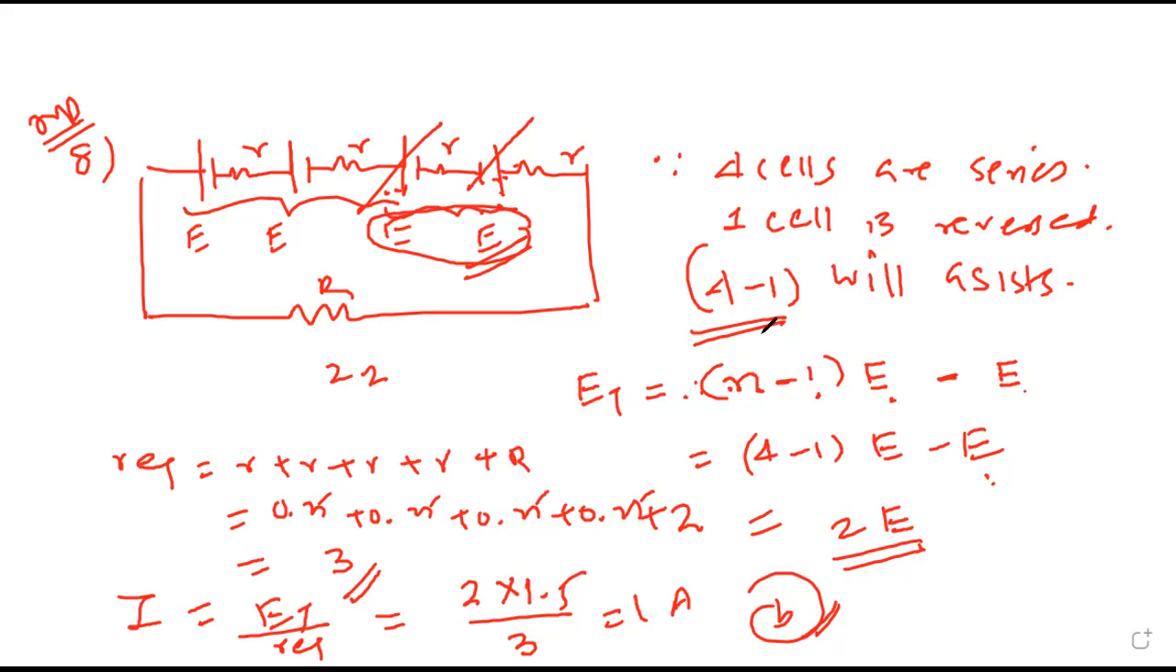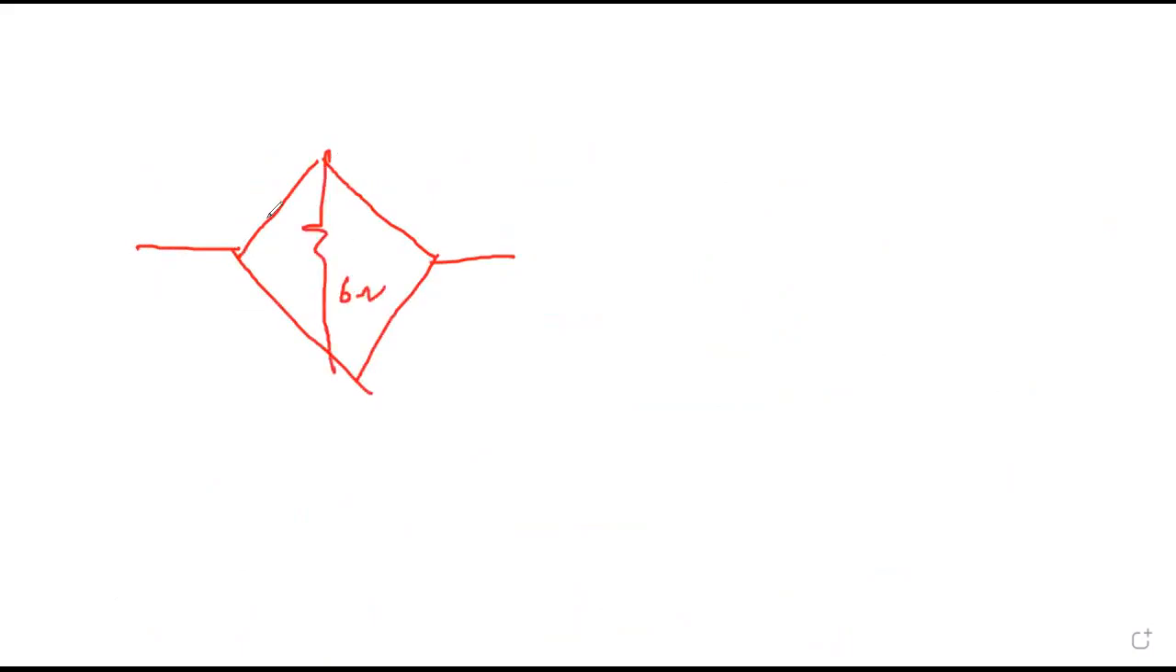Shall I clear now? Eighth one. Yes, sir. Ninth one, I'm drawing the diagram, but I want help from you all. There are 5 resistances connected to form a quadrilateral: 6 ohm, 2 ohm, 3 ohm, 12 ohm, 8 ohm. They're telling to find the equivalent resistance between A and B.